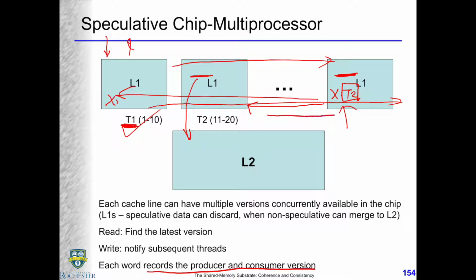If T3 later on sends you a write notice to say, oh, I just wrote to X, you look at your record, too bad. I was reading an earlier, older version when I should have read from T3, and then you squash. Okay, so this is doable.